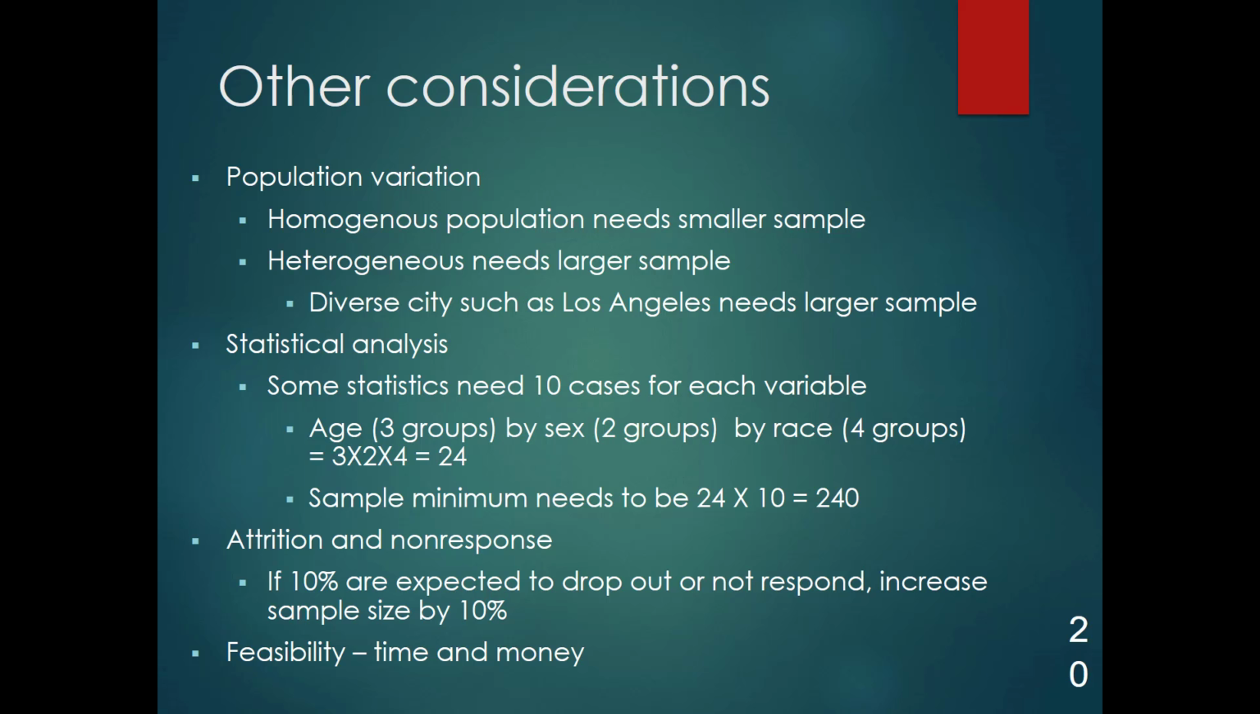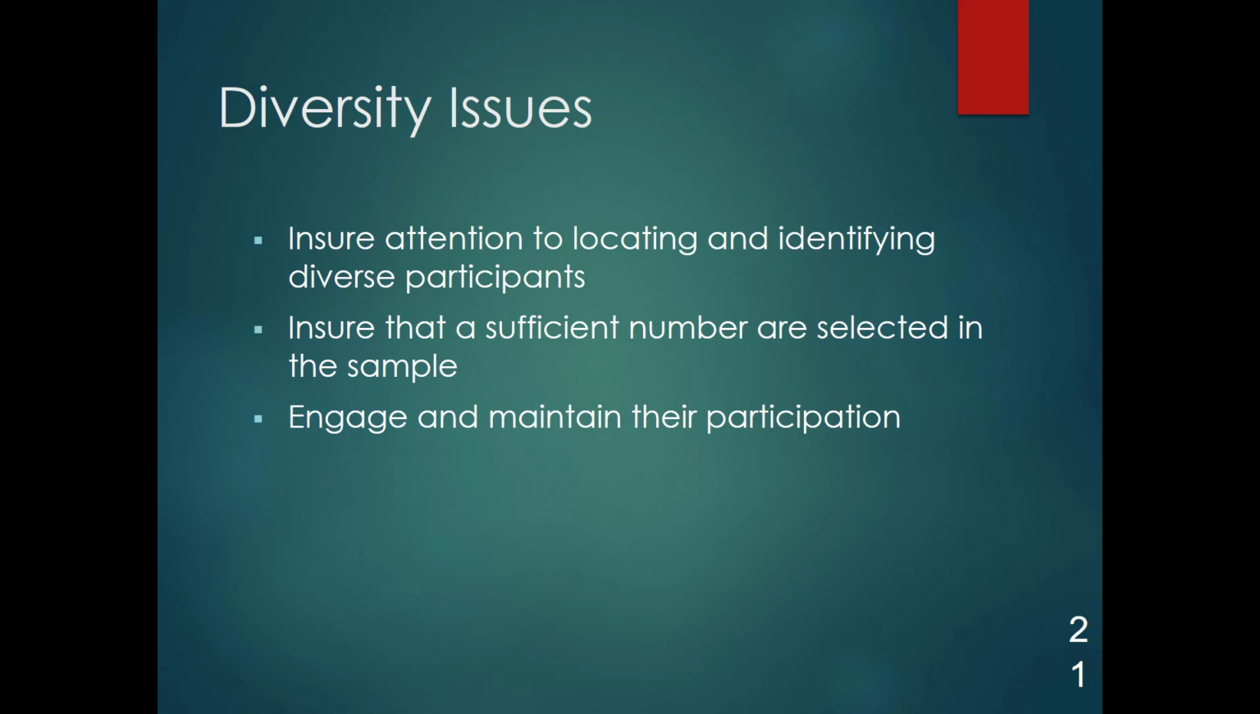And finally, feasibility. Feasibility has to do with how much time and money you have to invest in this research study, and how much you can put into it. Diversity issues are also something to think about in terms of your sample. That means not only making sure that you're including everyone, but also that you have a diverse group, that you have enough people in the sample, and that you're engaging and keeping everyone in the study.